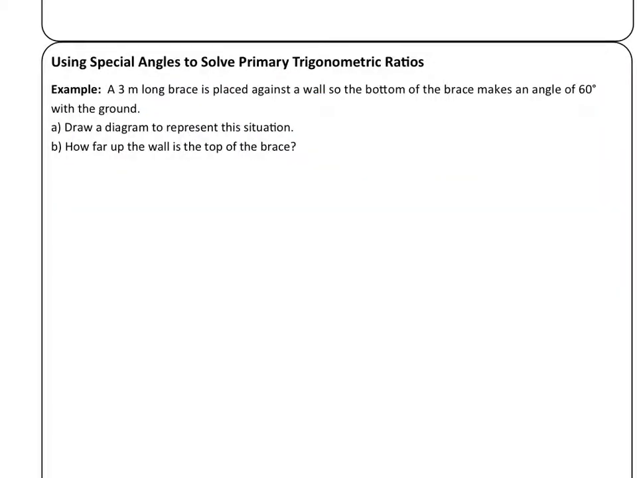Okay, so here's an example. A 3-meter long brace is placed against a wall. The bottom of the brace makes an angle of 60 degrees with the ground. Ooh, 60 degrees. Special. You guys will start to see these anytime it's a 45, 30, or 60, or one of those other angles that have that as a reference angle. You're going to be like, ooh, special triangles.